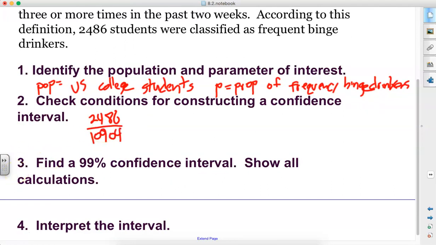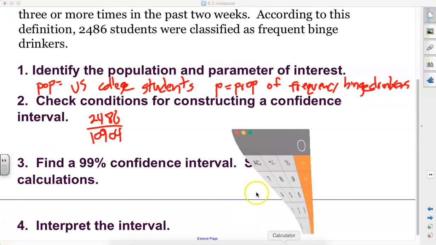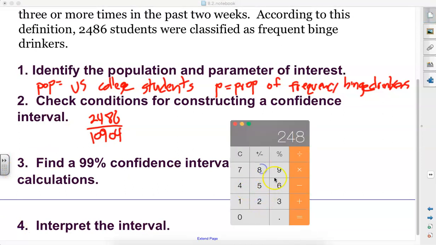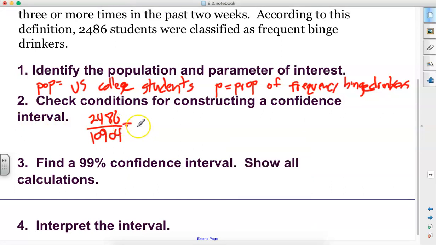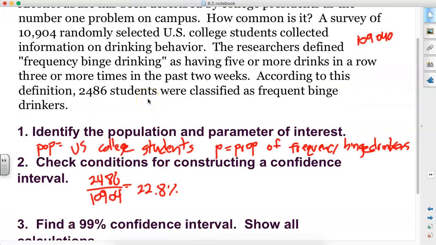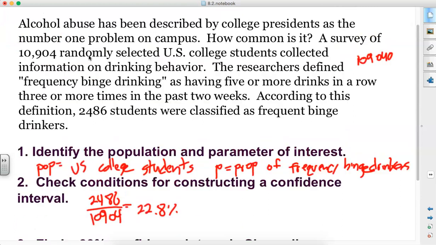Okay, and then we're going to go ahead and divide that. Right, so I'll pull up a little calculator here. 2486 divided by 10,904, and we get a proportion of 0.2279. So we could say 22.8% roughly.